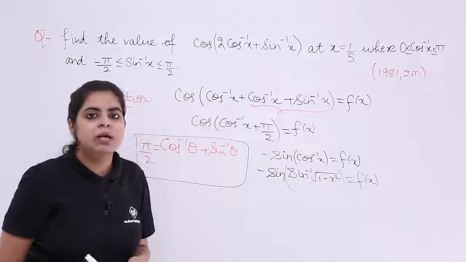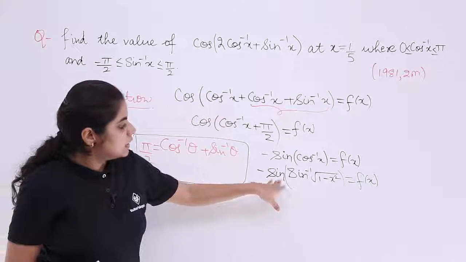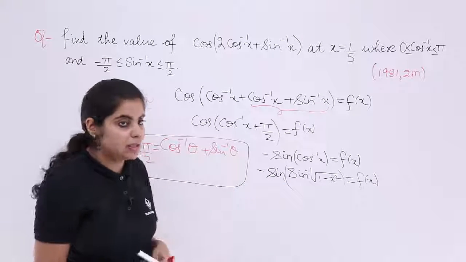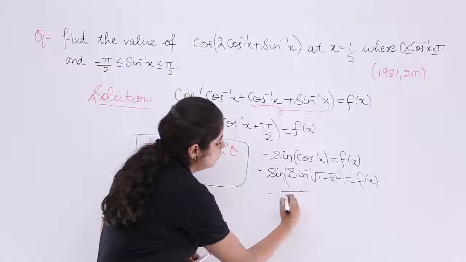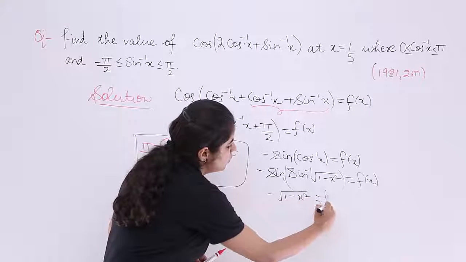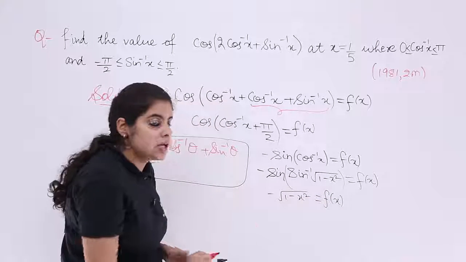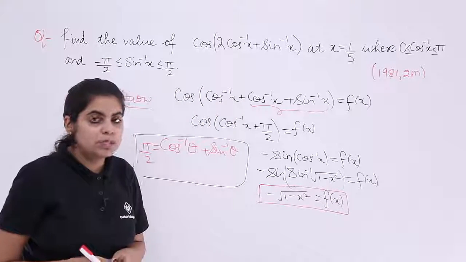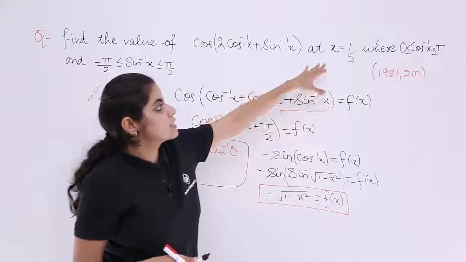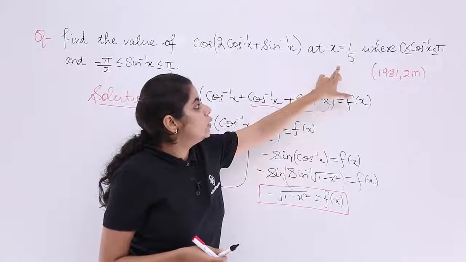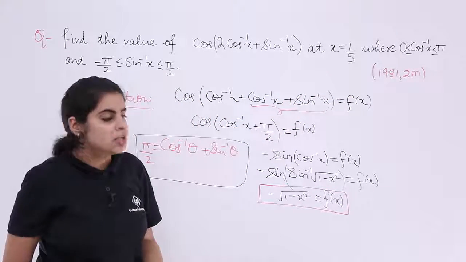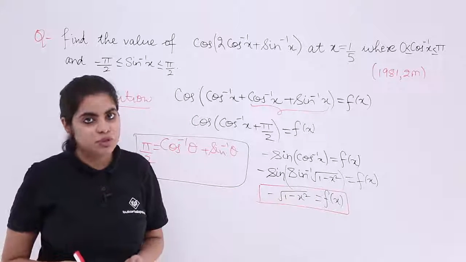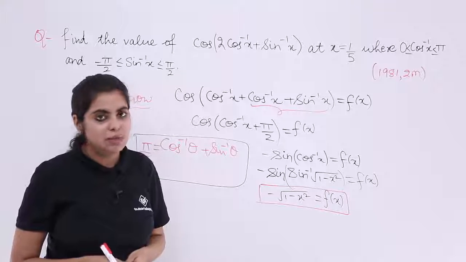Now the story has become much simpler. Sine and sine inverse cancel each other. So, it is minus under root 1 minus x square, which is equal to f of x. Here we cannot stop the solution. Why we cannot stop the solution? Because my question asks me to substitute the value of x as 1 by 5. So, wherever we have x, basically now we have to substitute the value of x as 1 by 5.